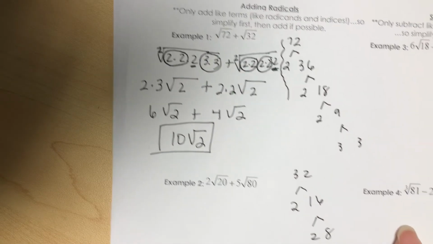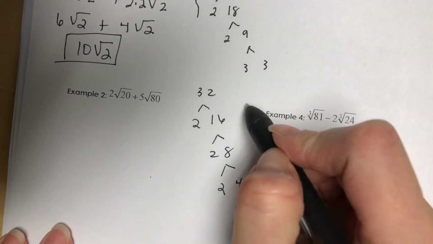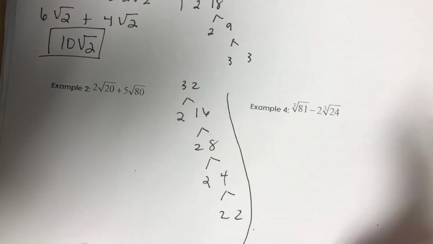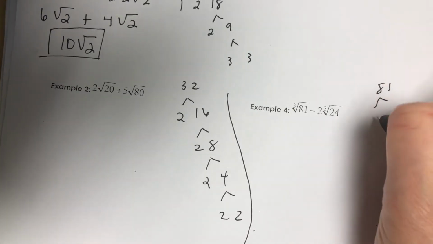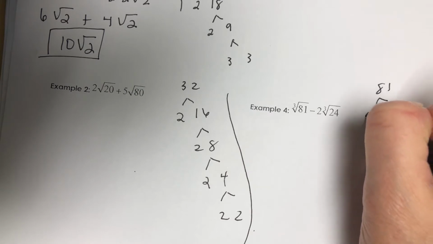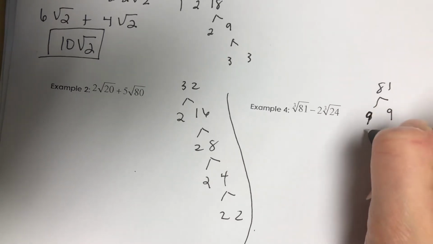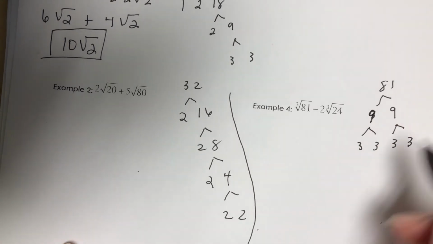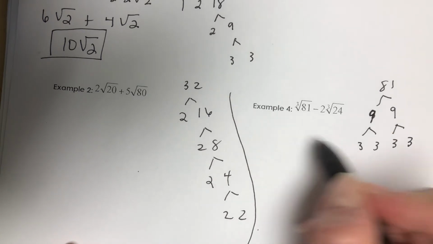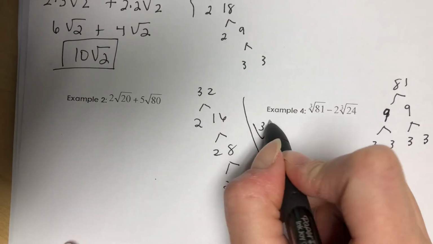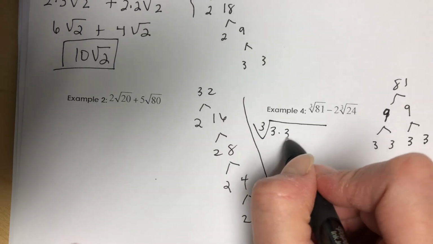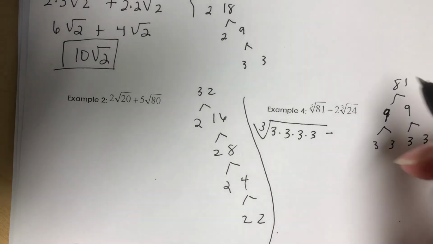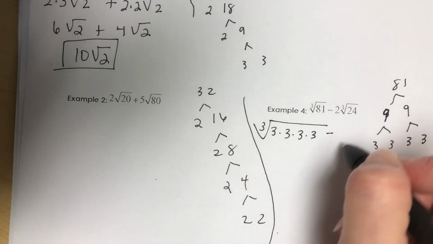Okay, let's skip over to example 4 and do this one together. All right, so in this one, we need to start with a factor tree for 81. That's going to be 3. You could do 9 times 9. That might seem obvious to you right off. And then 9 is 3 times 3. And 3 times 3 again. All right, so we're going to rewrite this as the cube root of 3 times 3 times 3 times 3 minus, and now I'm out of space, unfortunately, so I'm going to have to kind of squeeze it in.